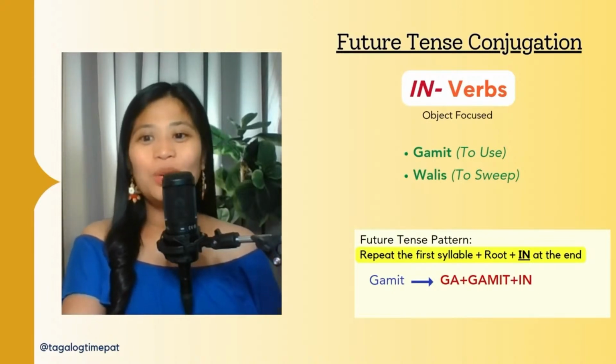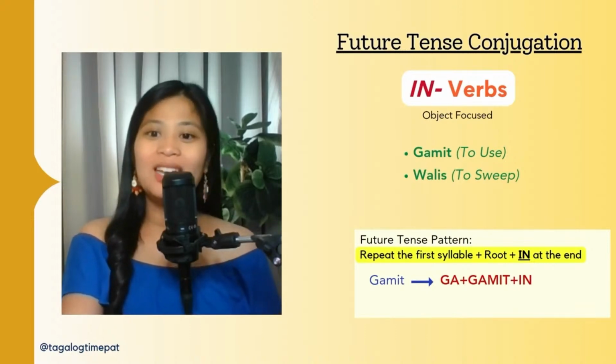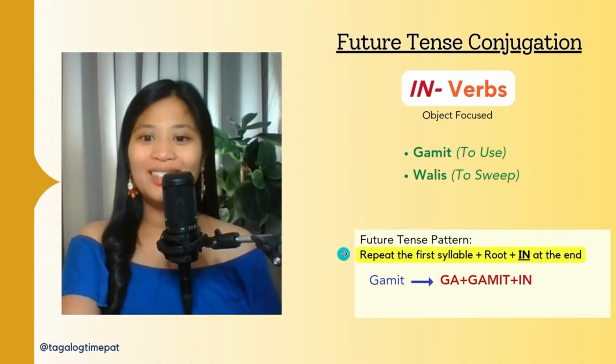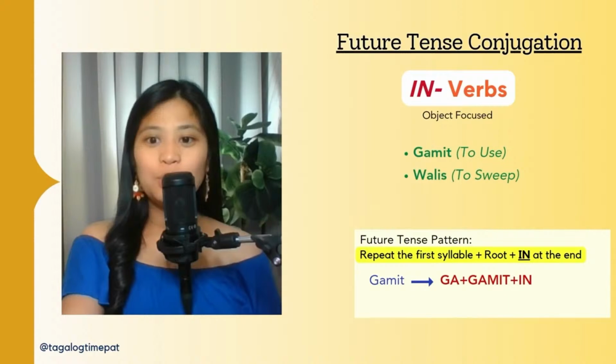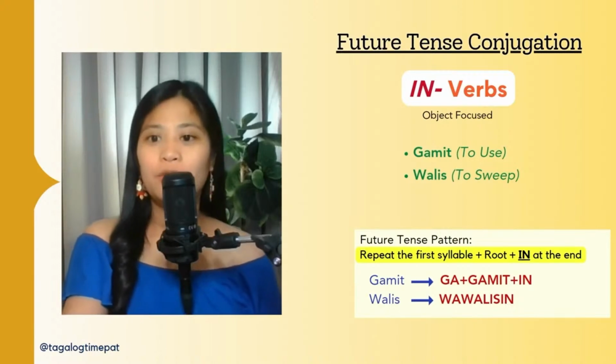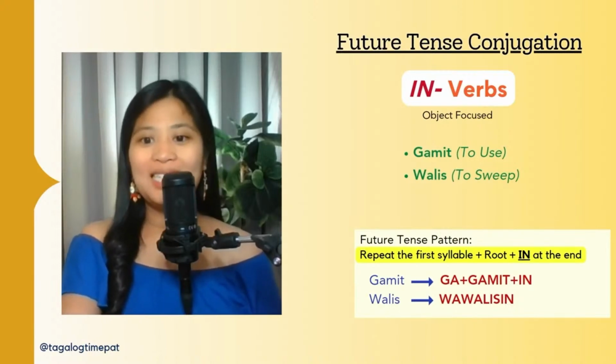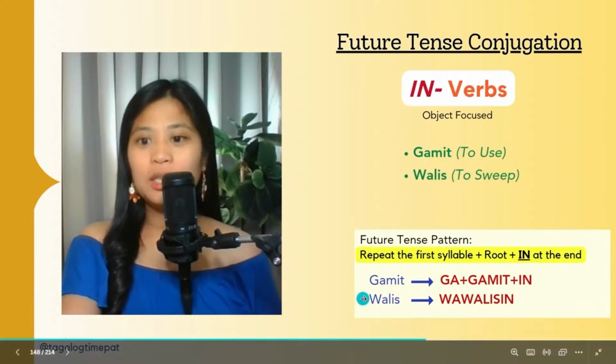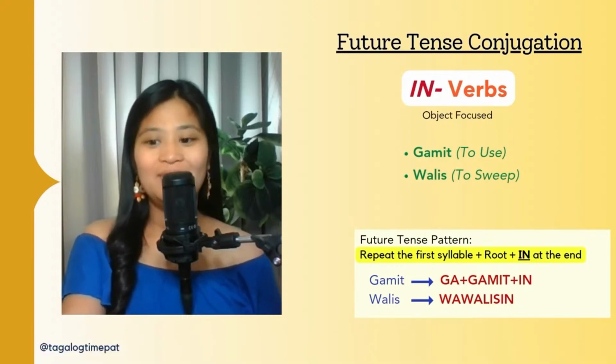You jot it down. What do you think walis, to sweep, will be in the future tense? Just use this pattern. All right, walis in the future tense will be wawalisin. Wawalisin ko yung sahig. I will sweep the floor. Wawalisin. So again, you just repeat the first syllable, then it's the root, and then in goes at the end.